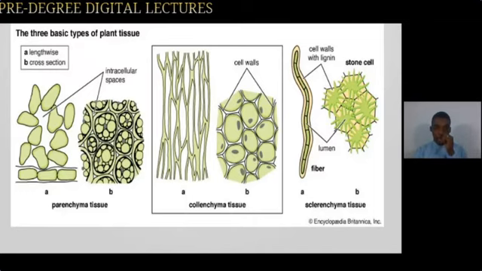Here's a diagram of the three major plant supporting tissues. We have the parenchyma, both the lengthwise shape of it and the transverse section of it. We have collenchyma and then sclerenchyma tissues. So we look at the properties of each of these supporting tissues in plants.